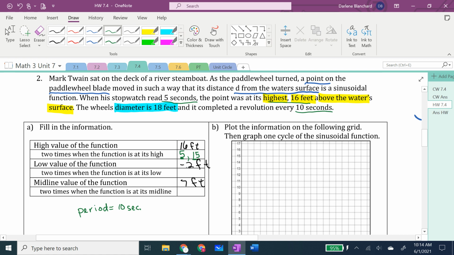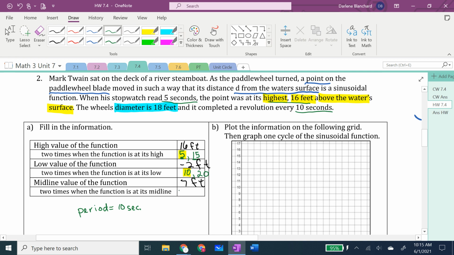10 seconds is halfway between, so I will hit my low halfway between my two highs. And then with a period of 10 seconds, add 10 to that, and I'll get a second time for when it's at its low. Then if I look at these numbers that I have, halfway between a high and a low, I hit my midline.